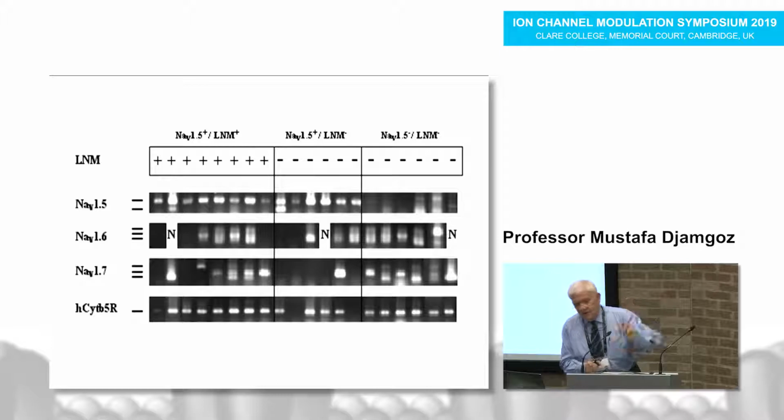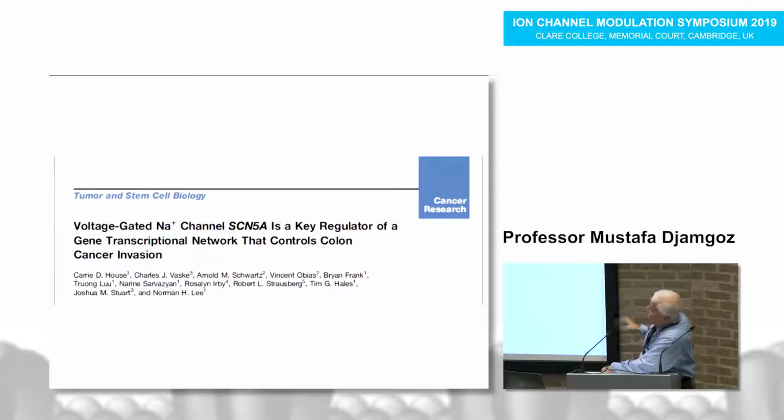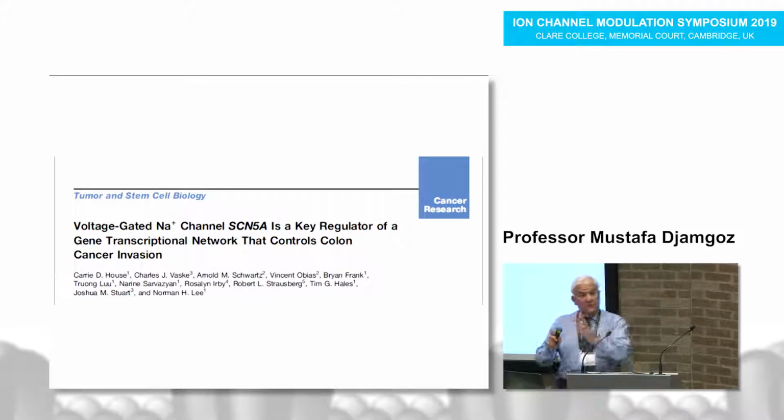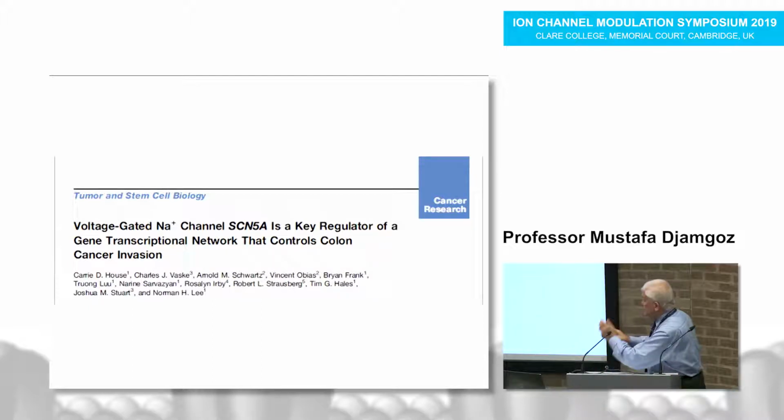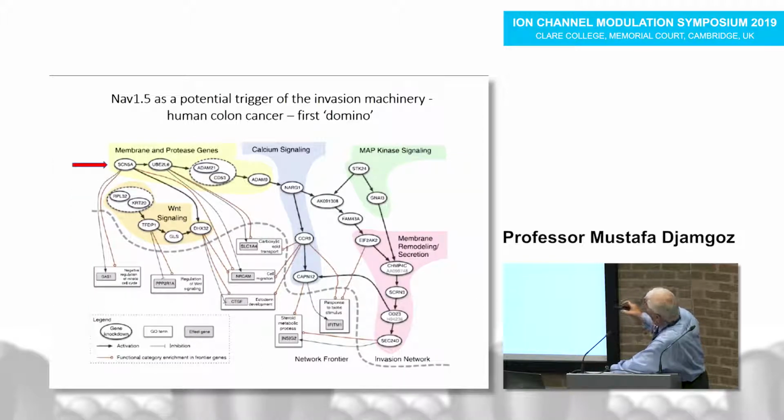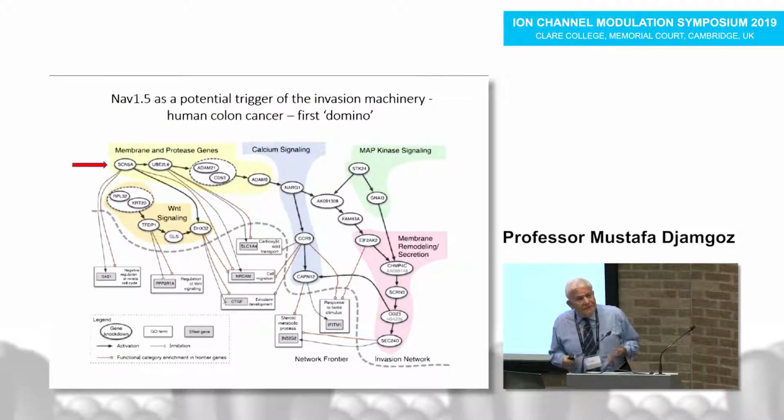So that is all you need. This fits in very nicely with a paper from Georgetown University, from the group of Norman Lee, driven by Carrie House here. They discovered the sodium channel, again, like breast, NaV 1.5, and they demonstrated, this is published, as you can see, that the channel is indeed in the network of genes, of all the genes controlling colon cancer invasiveness, and I can absolutely assure you, colon cancer metastasis is a horrible disease. It spreads to liver, and it really is horrible.